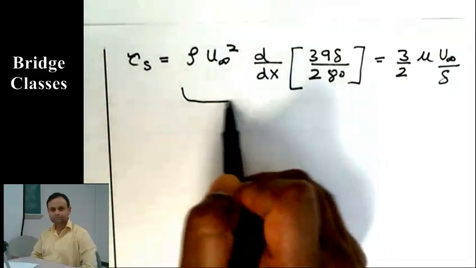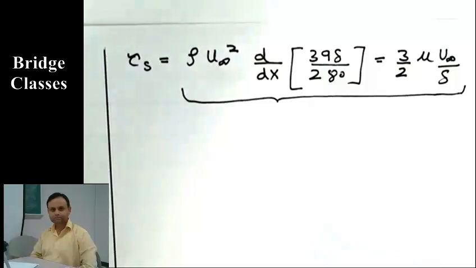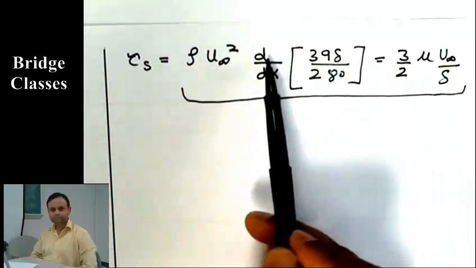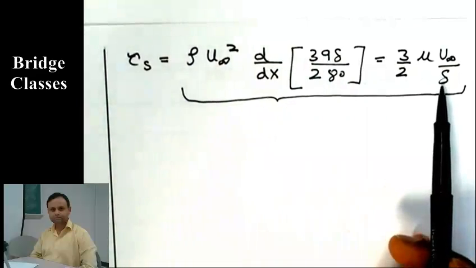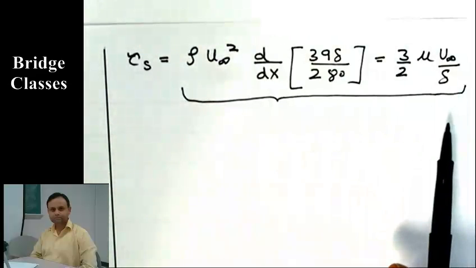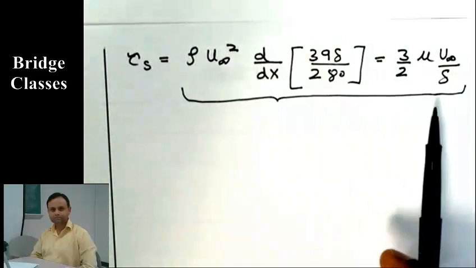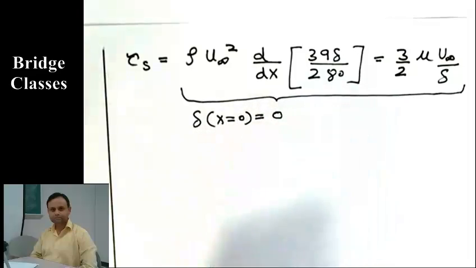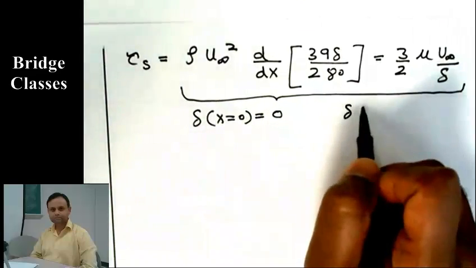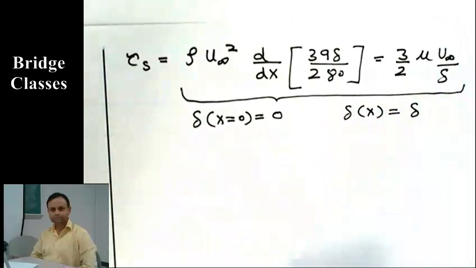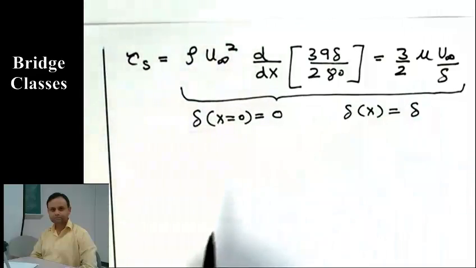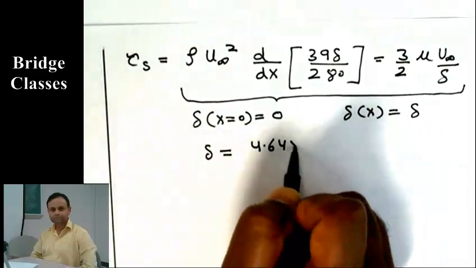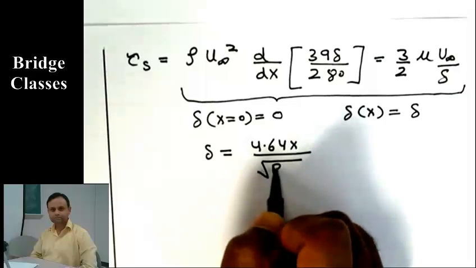Now look at these two. This is an equation that has delta. This equation has d delta dx, and the right hand side has delta, so we can integrate this. It's a simple integration, and delta at x equals 0 is 0, that is the beginning of the boundary layer, and say delta at any x equals delta. If you integrate this, you get an expression for delta. You'll get delta is 4.64x over square root Reynolds number x.